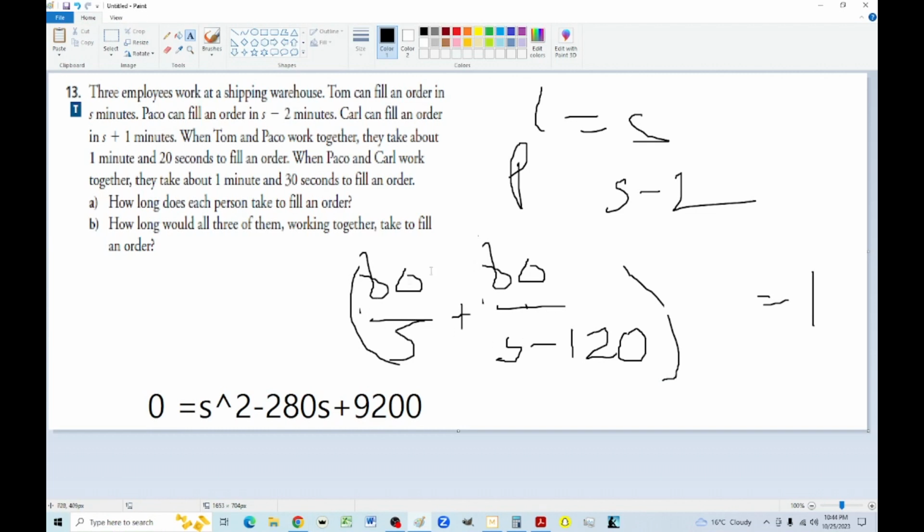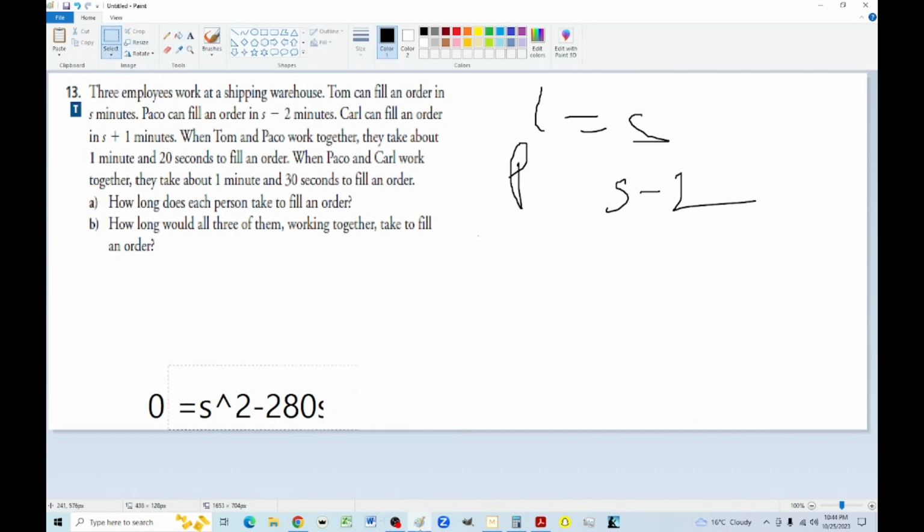Probably 80, but just do the algebra of this. Use your quadratic equation. This is the correct formula. It's 1 over S plus 1 over S minus 120, close brackets, times 80 seconds is going to be equal to 1. And just solve. So sorry I got all the math wrong, but I'm trying to get these done quickly now that you need them quick.